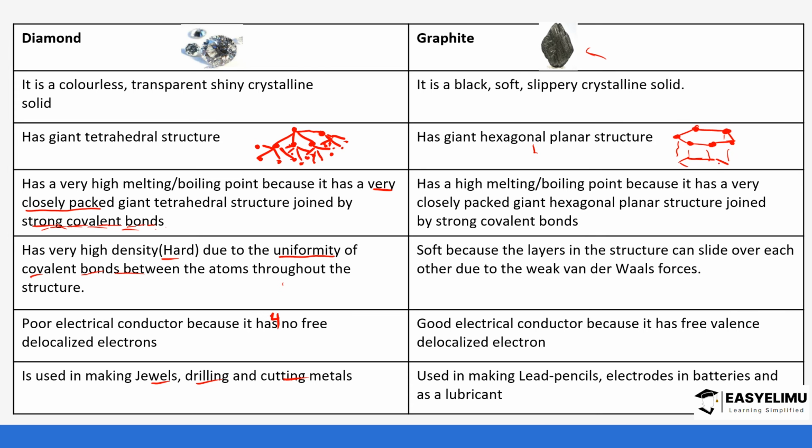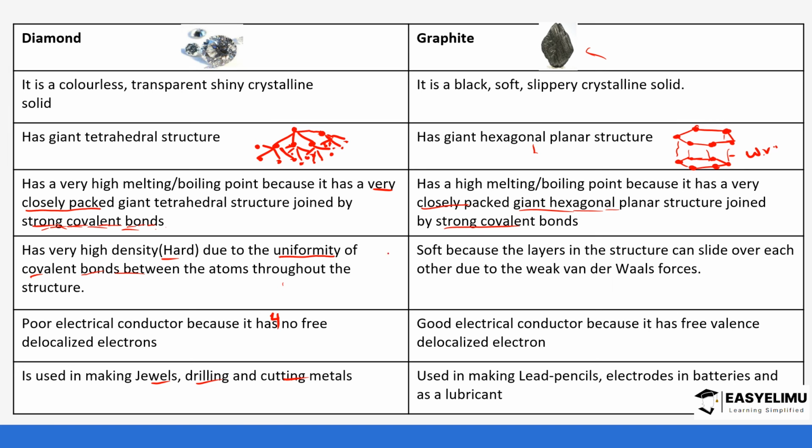The reason why it has a high melting point as well is because the carbon atoms are closely packed in a giant hexagonal planar structure joined by strong covalent bonds. Even though we have weak van der Waals forces between the layers, it does not mean that their melting point and boiling point is going to be low. The atoms are the ones that we are trying to separate when we are heating, so it's going to be a very high melting point because we are breaking strong covalent bonds, not the van der Waals forces.